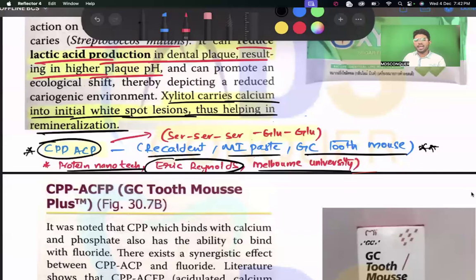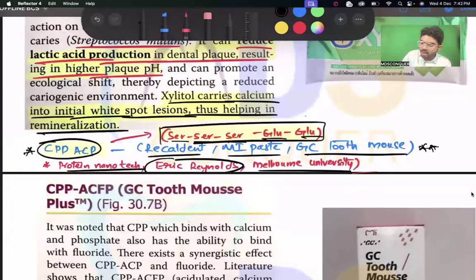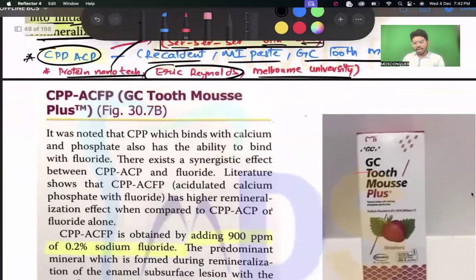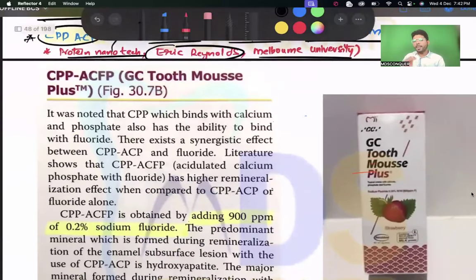And they can ask you the amino acid sequence present in CPP-ACP, which is Ser, Glu. Please do make a note of this amino acid sequence, because we are talking about a protein nanotechnology, and proteins are a group of amino acids. So this is the amino acid sequence for CPP-ACP, which is a very, very star point to be added. They can ask such bouncers in the exam. Now CPP-ACP is done.